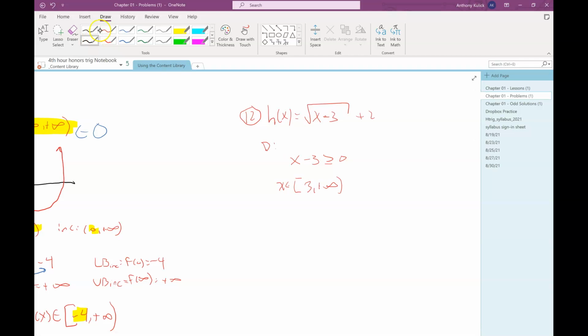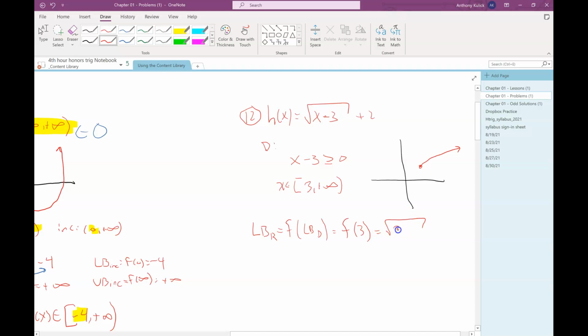Okay. And then if I look at the graph of this, it's going to look something like that. So it's easy to see this is increasing over its entire domain, right? So for my range, my lower bound is going to be f of the lower bound from the domain. Since it's increasing, they just match up. So that's f of 3. So that just is 2.